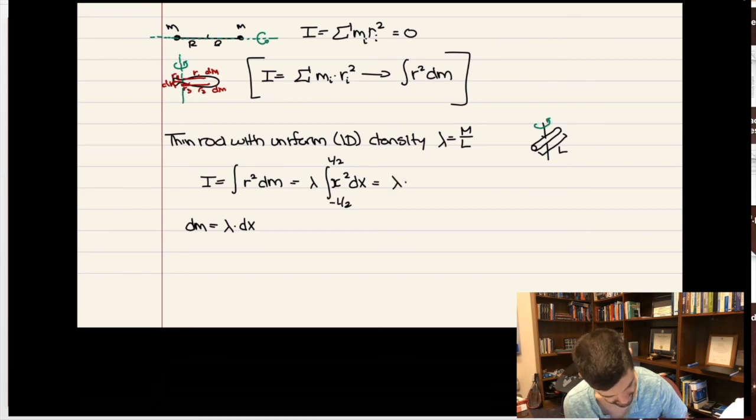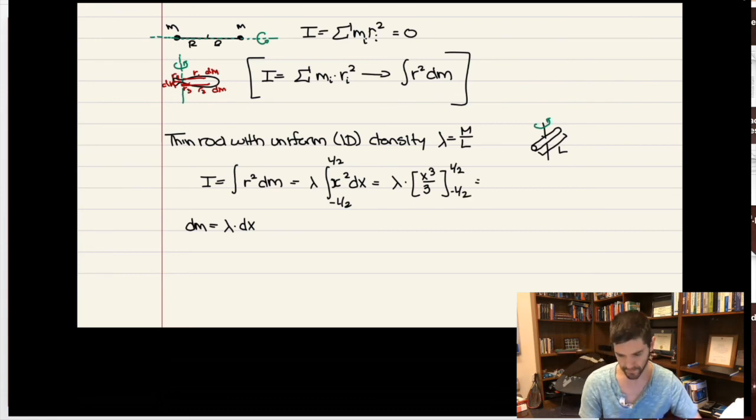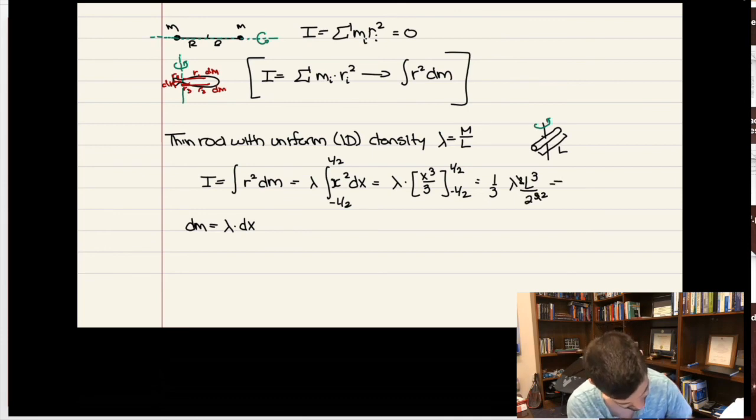Then in this case, it becomes lambda. I guess the integral becomes x cubed over 3 from L over 2 to minus L over 2, which then evaluates to 2 over 3 lambda times L cubed. No, sorry. I guess it's 1/3, but then this becomes 2 over 2 cubed. So that becomes 2 squared. Yes, there we go. All right, so this is lambda L cubed over 12.